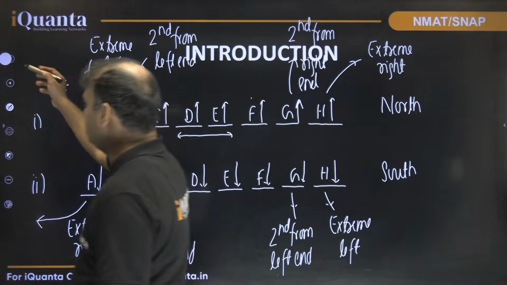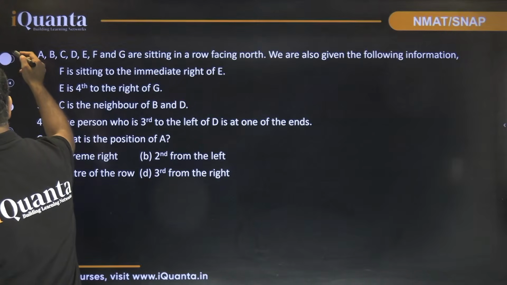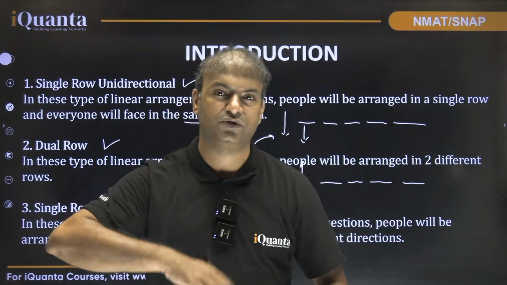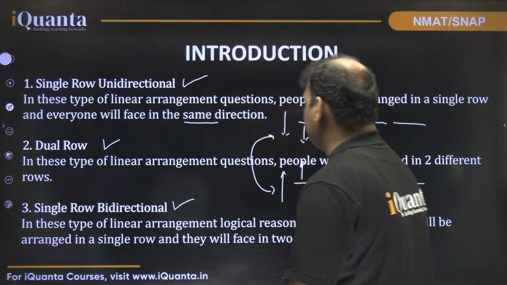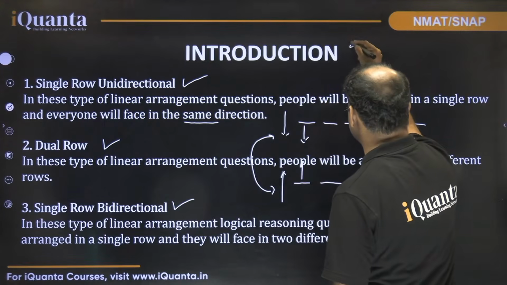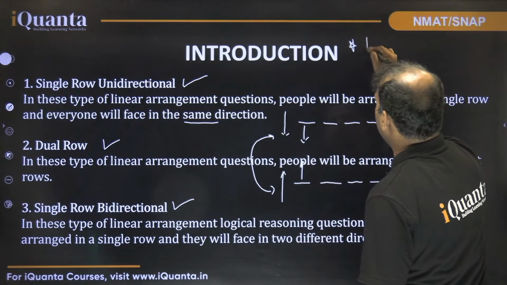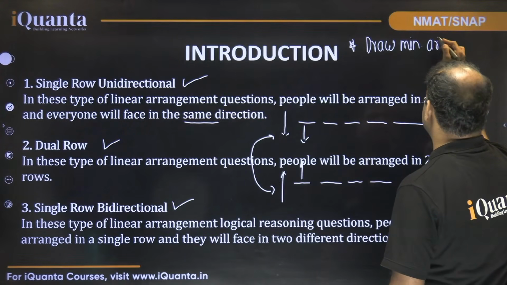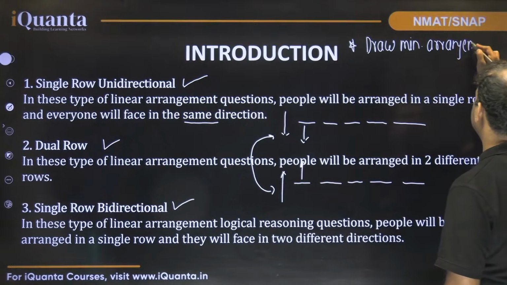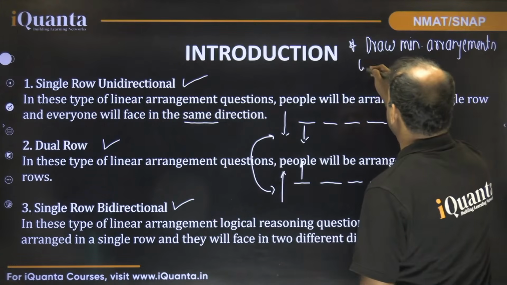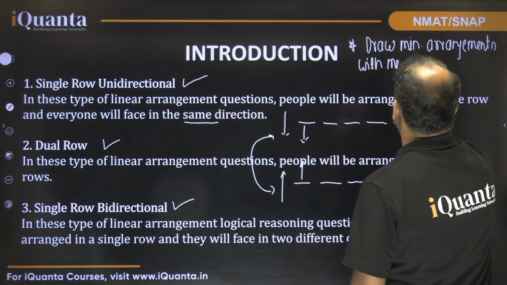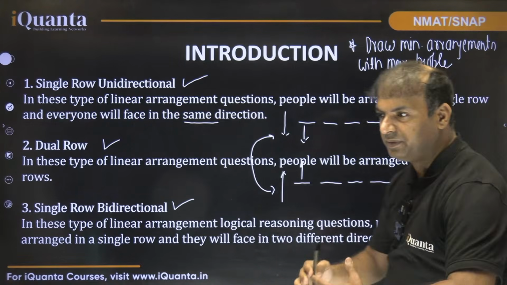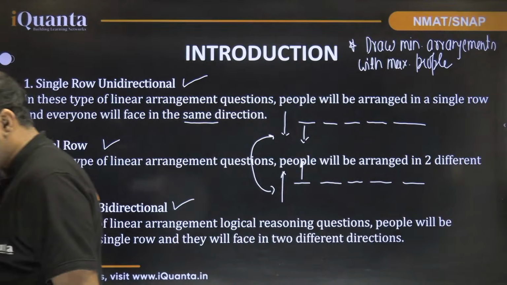So guys, in these kinds of questions, it may also happen that we are solving a set, but we are not getting a single arrangement, we are getting more than one arrangement. This is also possible, right? So what we have to do is use the information in such a way that we draw minimum arrangements, or you can say minimum cases, right? We draw the minimum arrangements with maximum people. All right, guys? Connecting the maximum people, we have to draw the minimum arrangement. This is what we have to do.